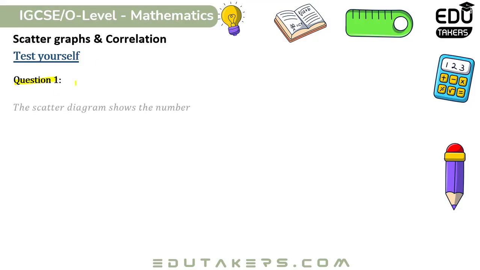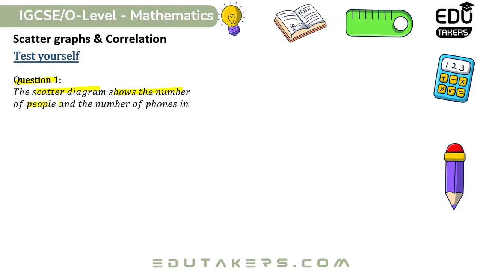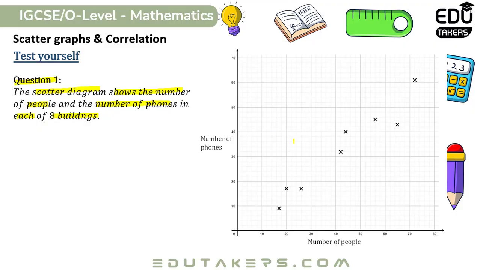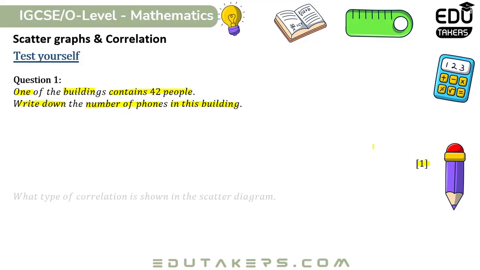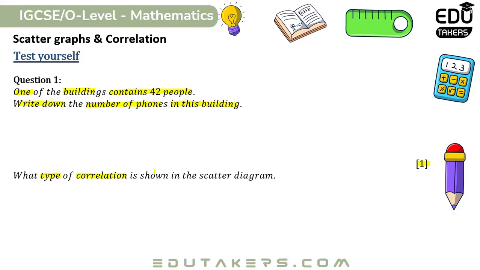Question number 1. The scatter diagram shows the number of people and the number of phones in each of 8 buildings, as shown in the diagram. One of the buildings contains 42 people. Write down the number of phones in this building. Is of 1 mark. What type of correlation is shown in the scatter diagram? Is of 1 mark.